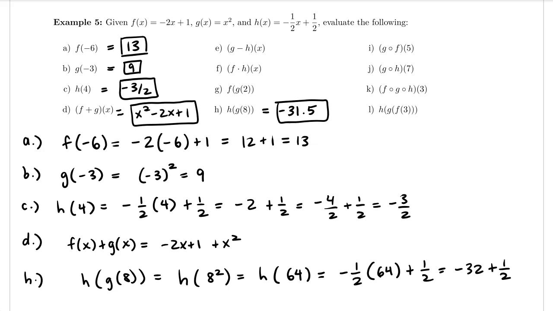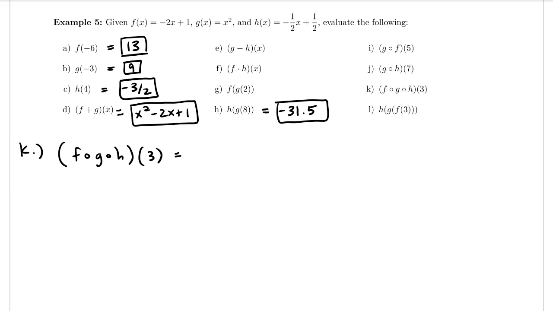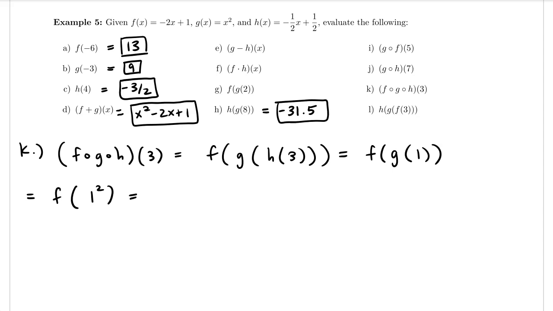Let's move on to k, because k is the first one where we're composing 3 different functions. The way we deal with something like this is read as f composed with g composed with h of 3, and now we want to simplify the inside part. So h of 3 would be -3/2 plus 1/2, so that's going to end up being -1. So then we would have f of g of 1. If I plugged in 1 into the g function, that is going to be f of 1 squared, which is just f of 1. And then if I take 1 and plug that into my f function, that's going to be -2 times 1 plus 1, which is -2 plus 1, which is finally equal to -1. So k, the answer is -1.